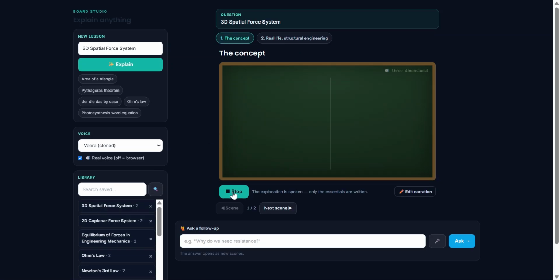A three-dimensional spatial force system is a collection of forces acting on a body in all three directions, x, y, and z. Each force is resolved into three components. The resultant force is found by summing all x components, all y components, and all z components separately.